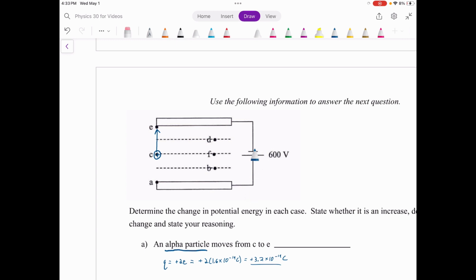Now, this is the symbol for a battery. Okay, this is how we show a battery. There's a clue there that it says there's a 600 volt potential difference. Now something to note for batteries, they are always shown with the negative terminal being smaller. So the negative terminal is always the small one. So this is negative and this is positive.